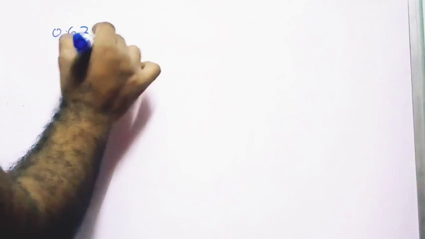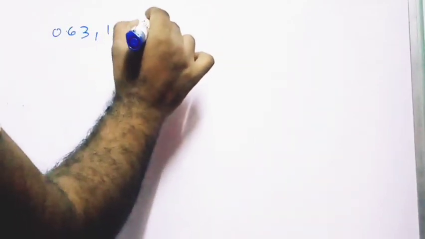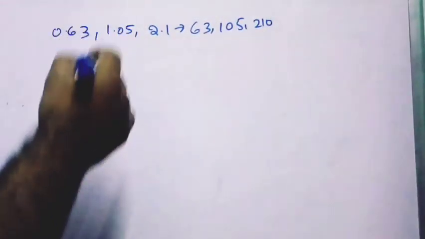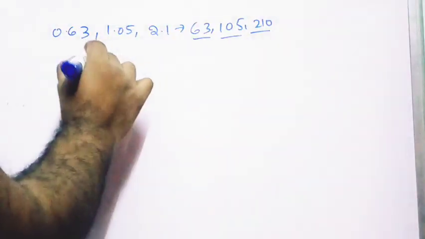So the next one is, if there are decimals, how are we going to solve HCF and LCM? For example, 0.63 is given, 1.05 is given, and also 2.1 is given. So now we are going to change these into normal numbers: 63, 105 and 210. Then we are going to take it as an HCF.